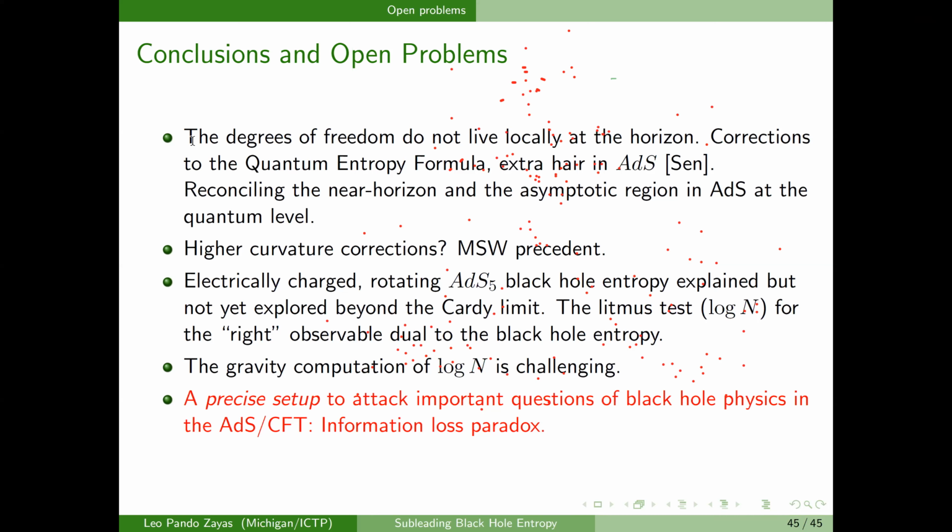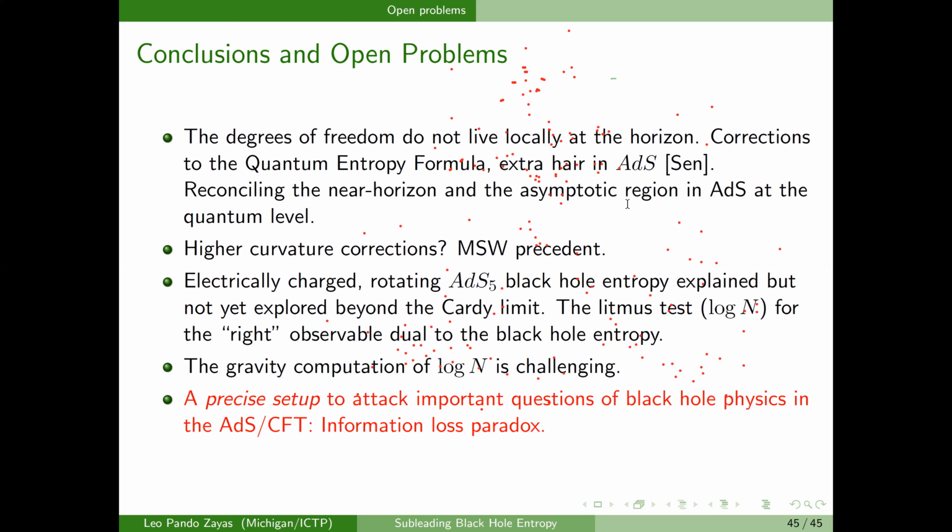So typically, with the quantum entropy formula that Sen used for asymptotically flat black holes, you go near the horizon where you have an AdS2 geometry and do your computation there. My computation really was in the asymptotic boundary near AdS4. So that means that there's still some work to reconcile the near horizon region and the asymptotic AdS at the quantum level. So this is a very interesting problem.